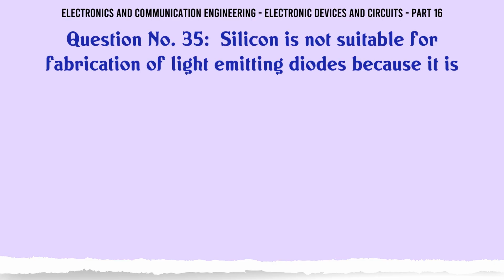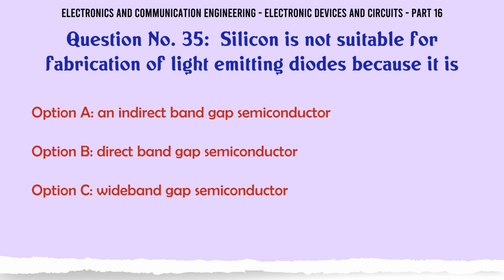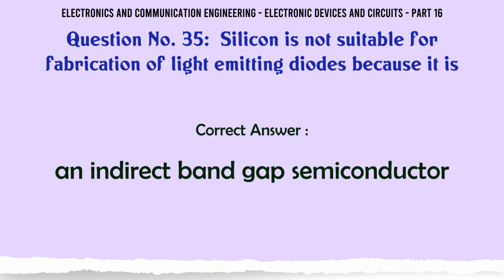Silicon is not suitable for fabrication of light-emitting diodes because it is A. an indirect band gap semiconductor, B. direct band gap semiconductor, C. wide band gap semiconductor, D. narrow band gap semiconductor. The correct answer is an indirect band gap semiconductor.